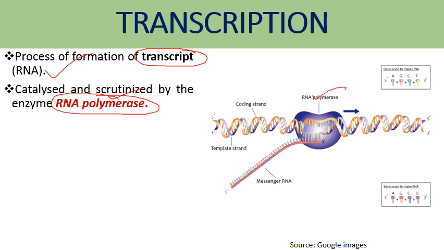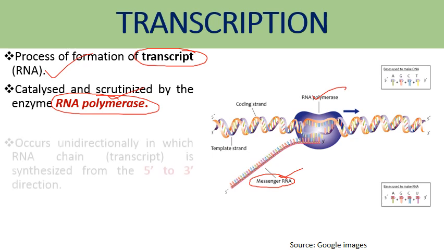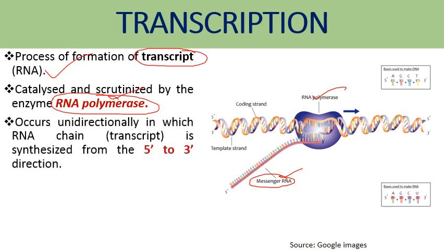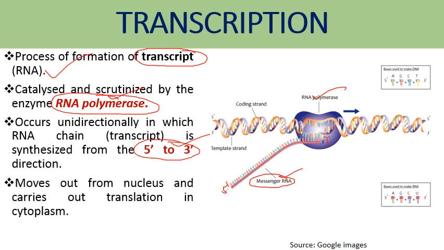So this polymerase enzyme, that is RNA Polymerase, helps in the formation of this RNA, that is mRNA, from one strand of DNA. It occurs unidirectionally, in which the RNA chain or transcript is synthesized in the 5' to 3' direction. So ये जो synthesis होती है RNA की, that is in 5' to 3' direction. This is a very important concept. And it moves out from the nucleus and carries out translation in the cytoplasm. So DNA conveys its message through this messenger RNA to the particular proteins, which are synthesized in the cytoplasm.